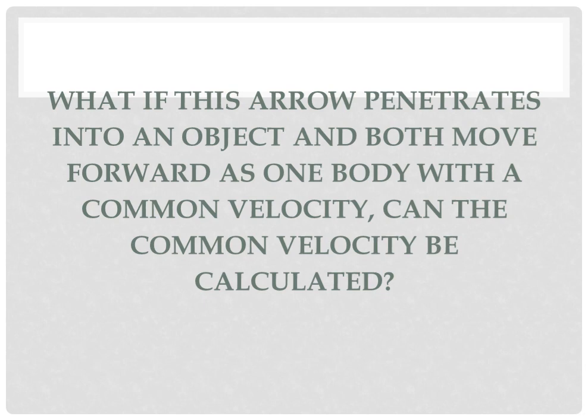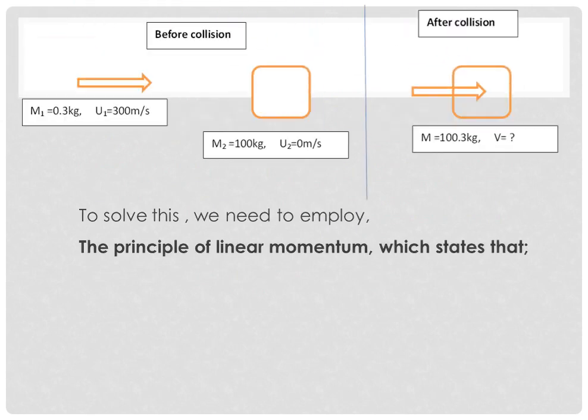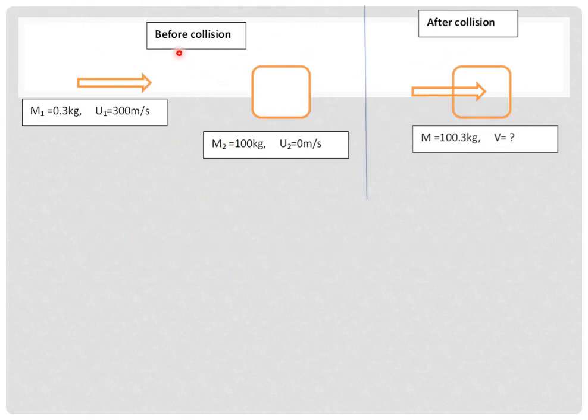To appreciate this, I want you to look at this diagram. We have before collision and after collision. The arrow is moving with a speed of 30 meters per second and has a mass of 0.3 kilogram. The block is at rest, so its speed is 0. The block is penetrated by the arrow and the combined mass is 100.3 kilogram with a common speed. Now the question is, can we calculate this speed?